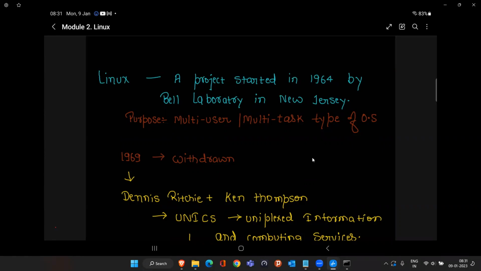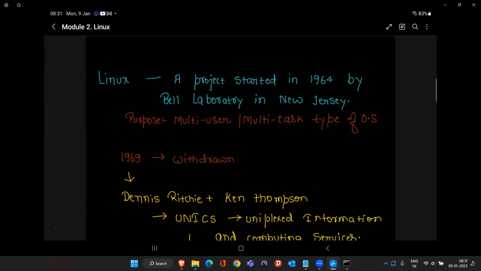Basically, back in 1964, in Bell Laboratory, a project started. The main purpose of that project was to create an operating system which should be a multi-user and multitask type of operating system. As the name suggests, multi-user means multiple people can communicate at the same point of time with the same operating system. And what is multitask?